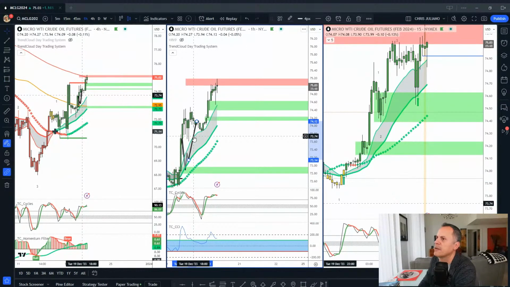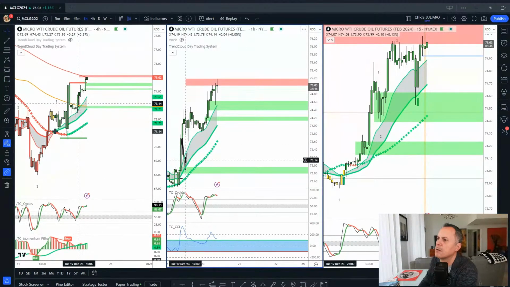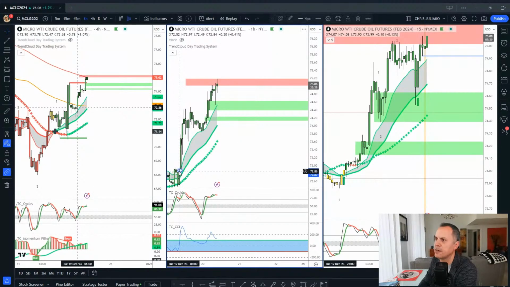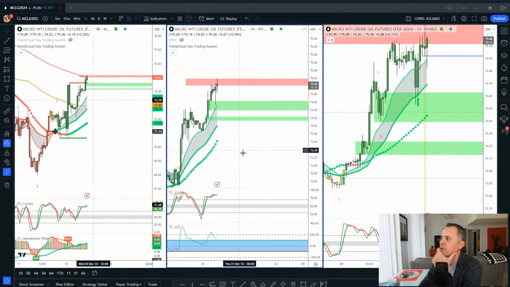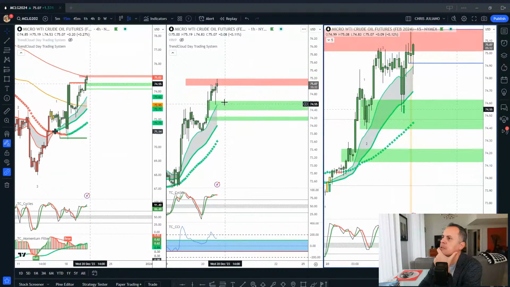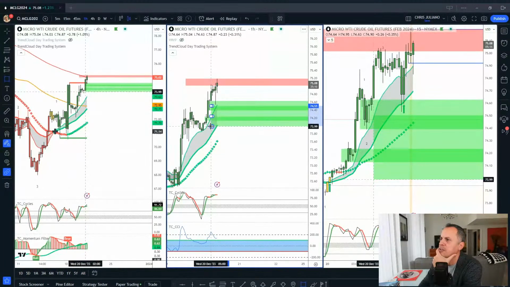Let's get rid of these lines. Get rid of the lines. There you go. I mean, this pullback here, right? If we get a pullback on the middle time frame, all in here, right? All in here is TrendCloud.